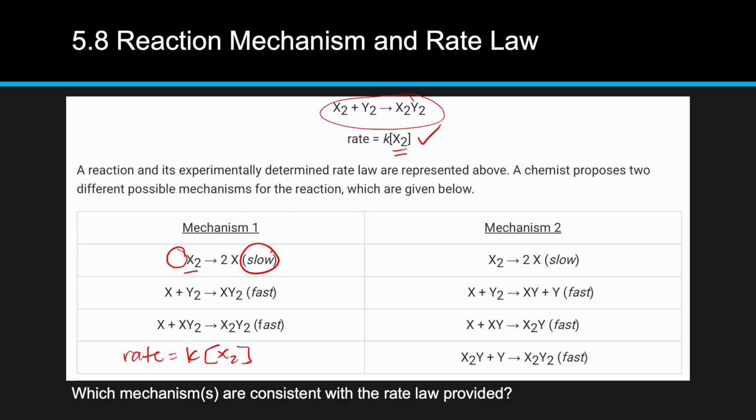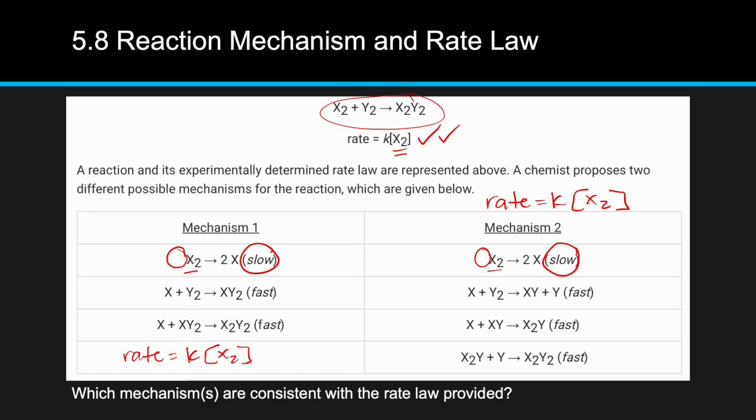Now let's do the same with mechanism 2. Again, the first elementary step is our rate determining step, and we only have one X2 molecule, so it will be rate equals K times the concentration of X2 raised to the first power, which also is the same and consistent with our given rate law.